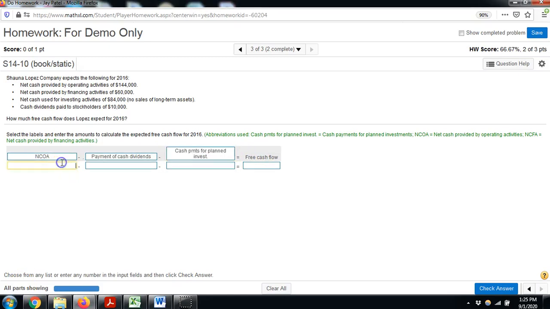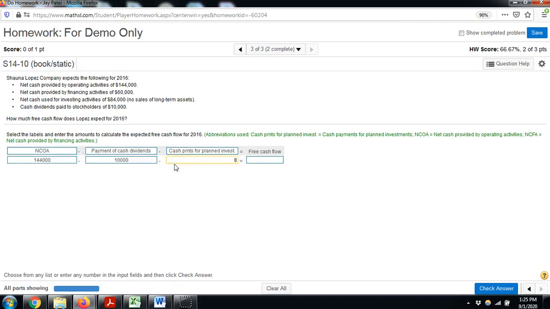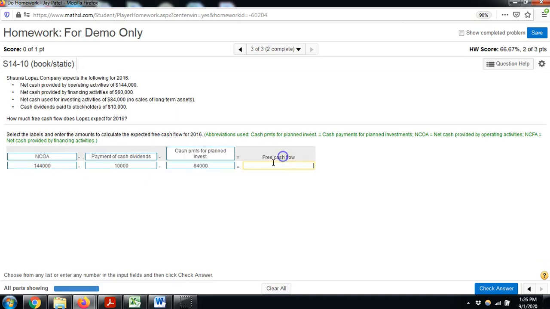So now let's plug in the numbers. So we see up here we have 144,000 is our net cash flow from operating activities, and then we had $10,000 of dividends, and we had $84,000 that we invested. And so when you subtract these two numbers, you get 50,000.